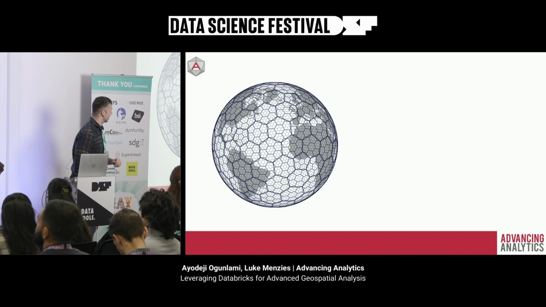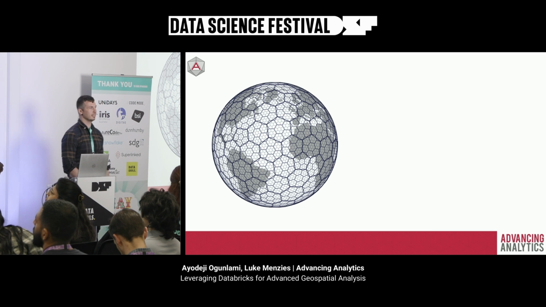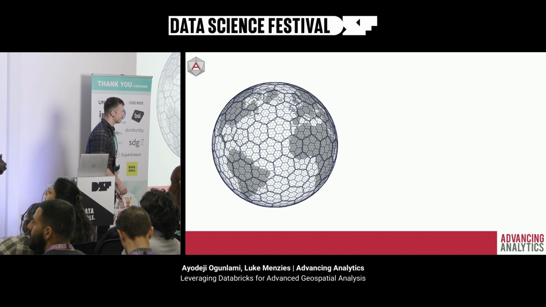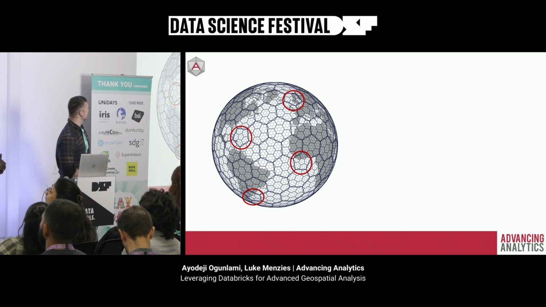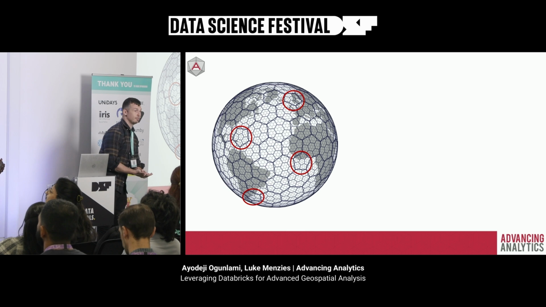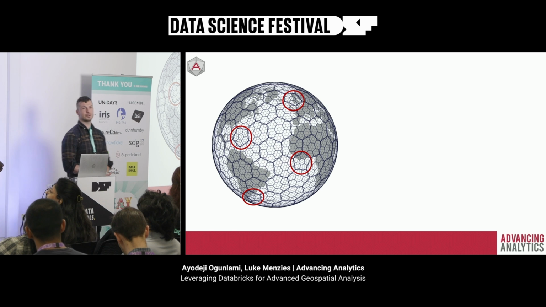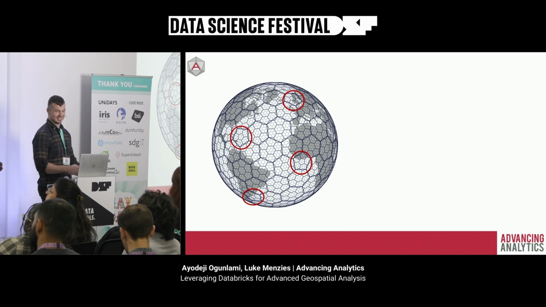I gave the game away a bit there, but can anyone notice anything about the grid system here? Give you a few seconds. All right. Okay, I'll just say it. If you look here, you might notice there's a few pentagons there, and that is not a mistake. Can anyone guess why there are pentagons amongst a whole load of hexagons?